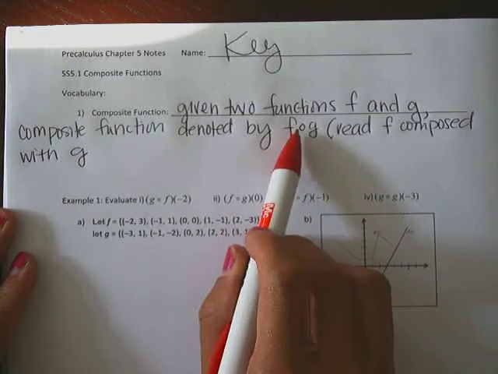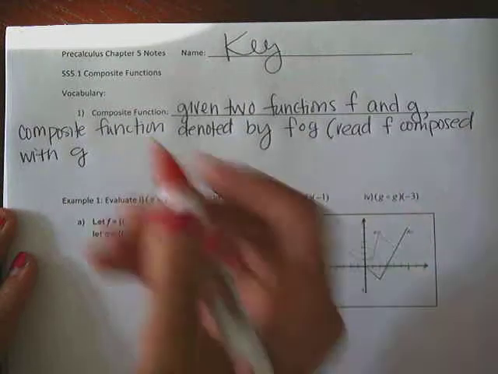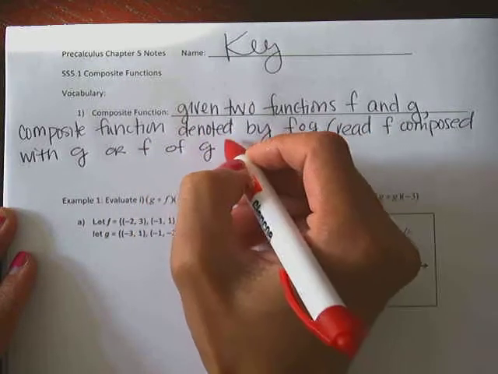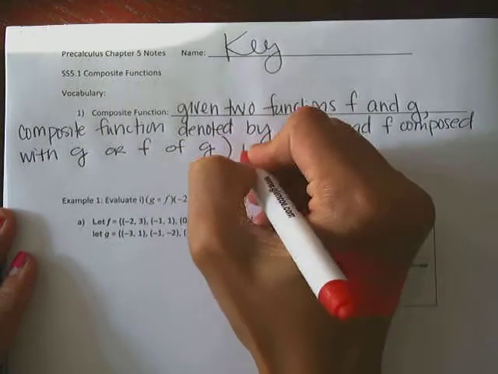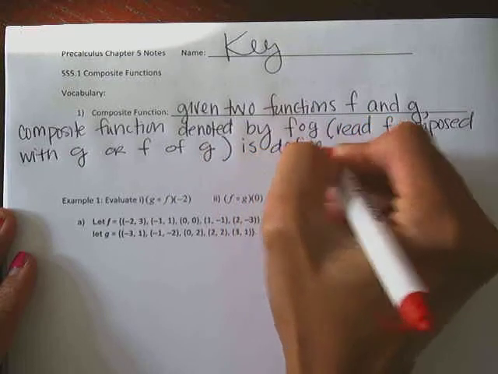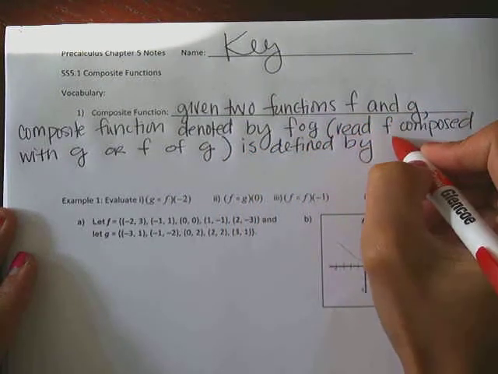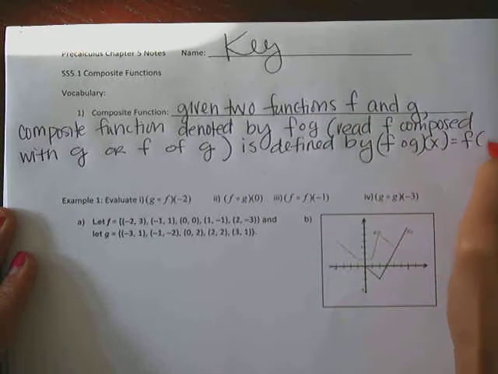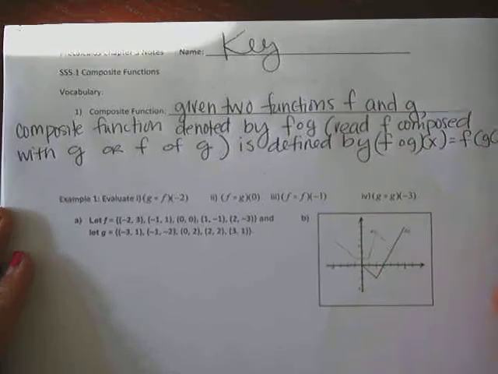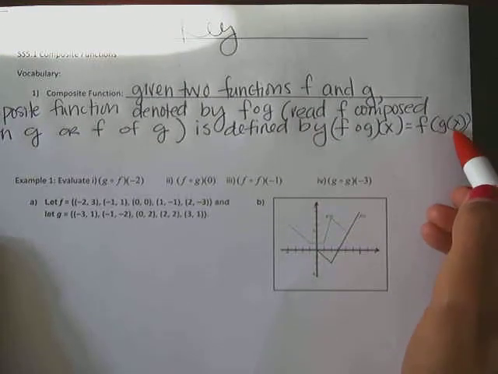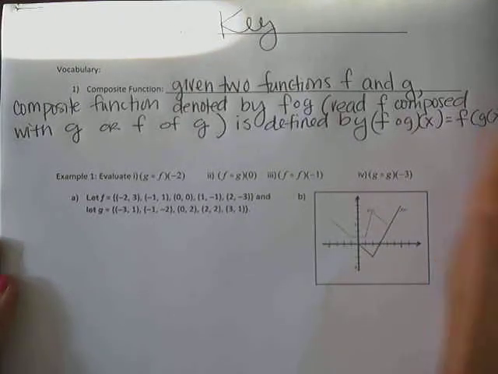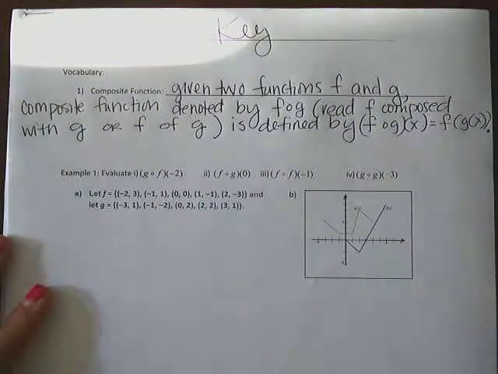So this is read f composed with g, or f of g, and is defined by: when you see f bubble g of x, it means it's f of g of x. You're going to take the input of f to be the whole function, the g of x function.